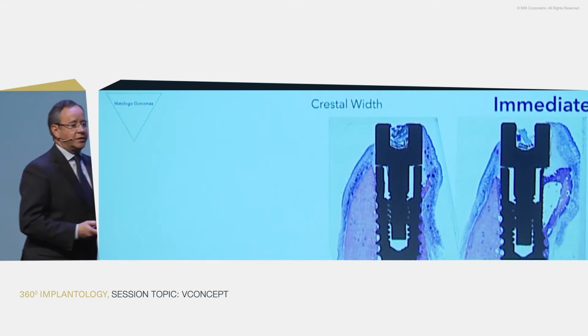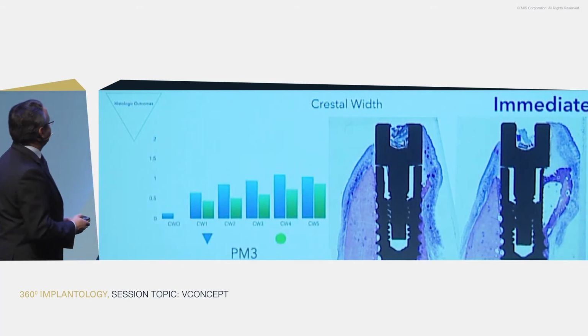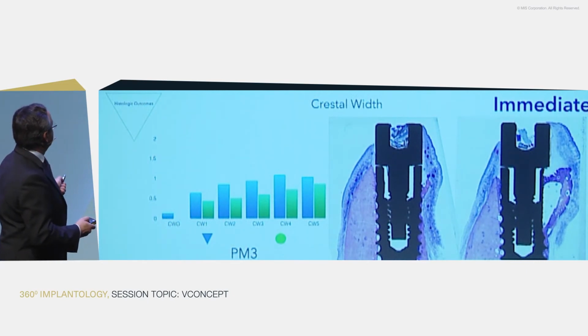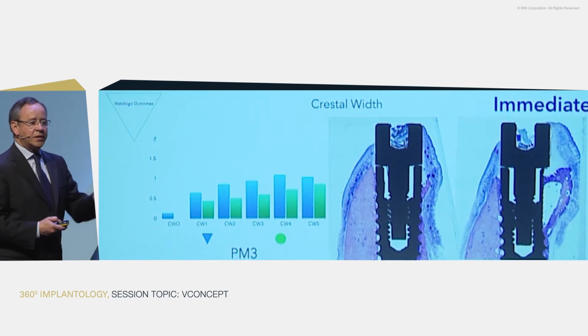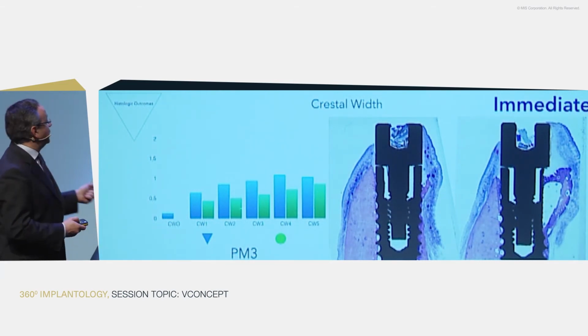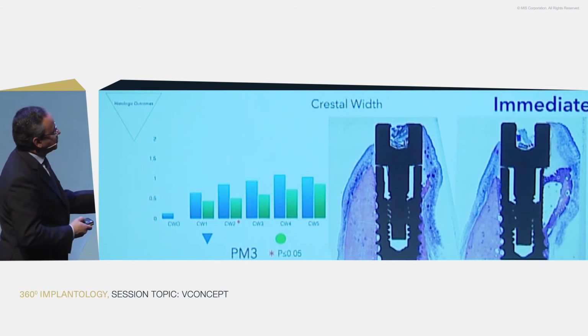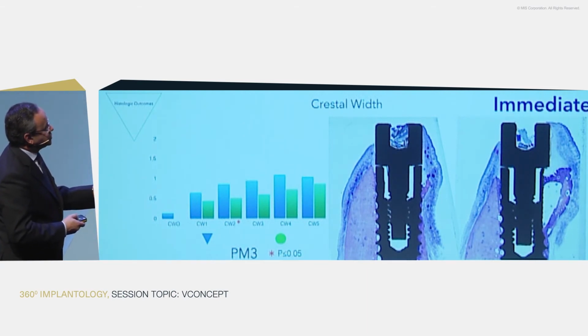When we look at the immediate, here we see even clearer the differences. Here we see that the advantage of the V3 occurs in all the dimensions that we have measured, from the most coronal to the most apical. And of course, here you see what I believe is a beautiful histological slide of the V3 with the wide amount of bone and the control situation.